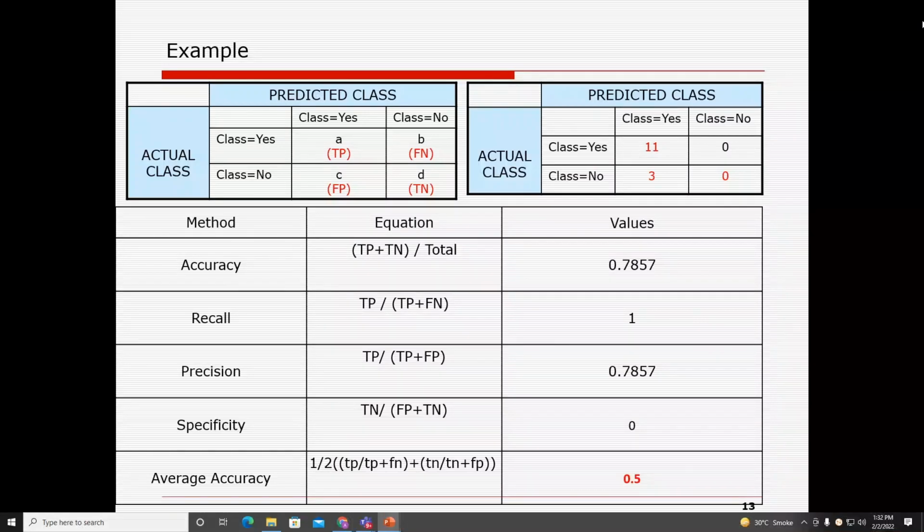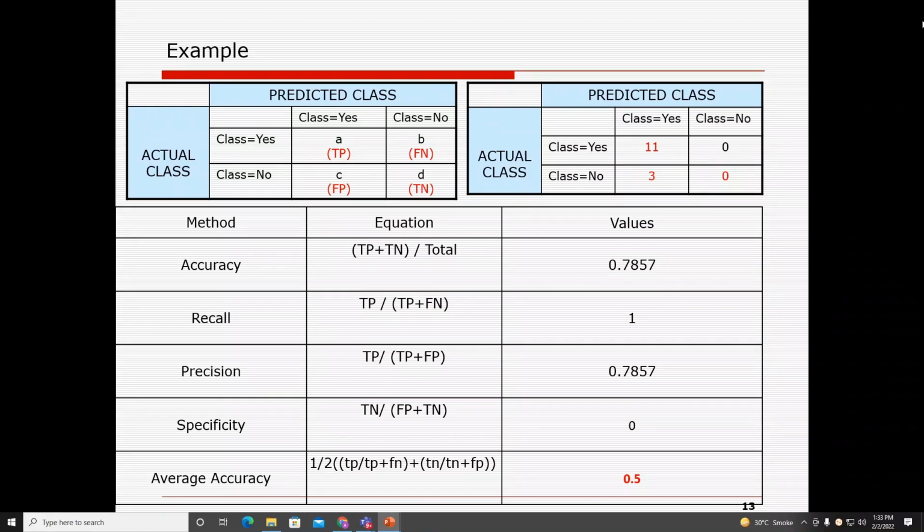So you should not rely only on accuracy. You also have to see precision, recall or sensitivity, specificity, accuracy, average accuracy; all this needs to be seen. And this is how you can compare the performance of one classifier with the other. These are all the measures by which you can compare the performance of one classifier with the other.